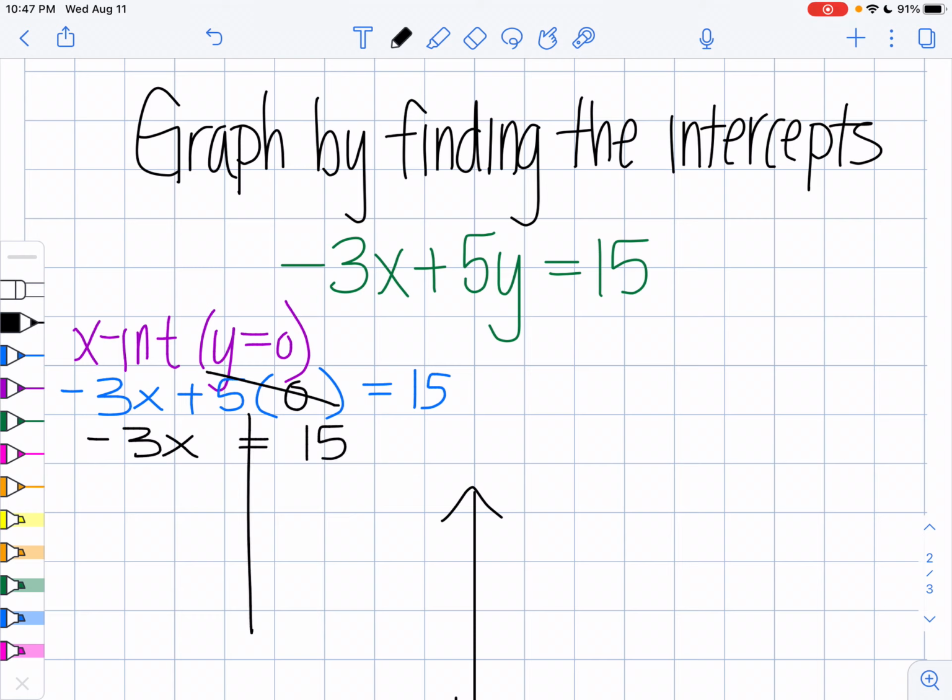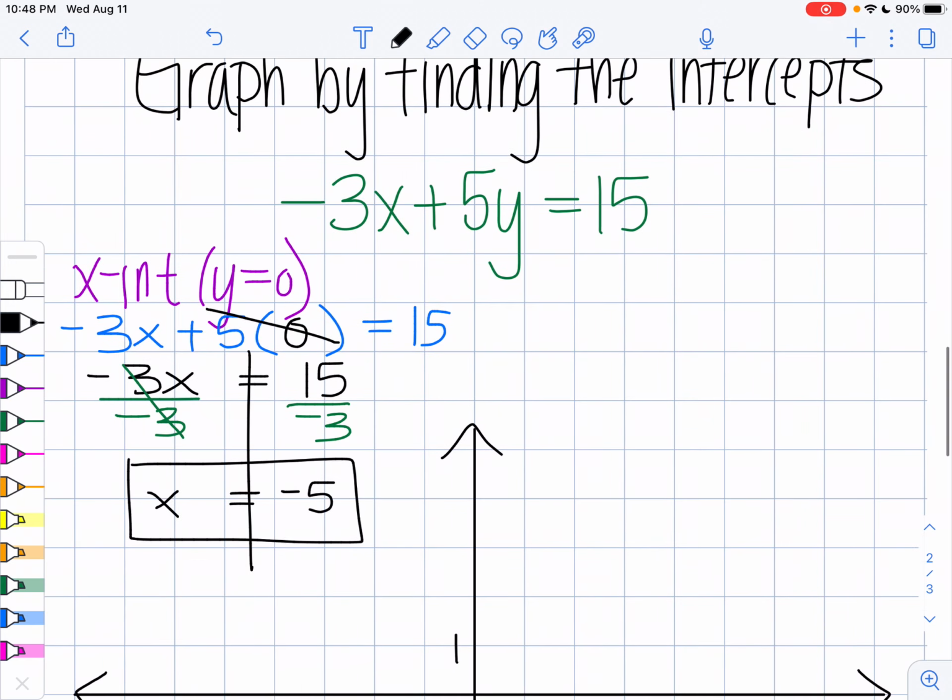Now I have to get x by itself. This says negative 3 times x. So in order to undo times, or to undo multiplication, I have to divide both sides by negative 3. And I get x is equal to negative 5. Remember, it's negative because a positive divided by a negative is a negative. Okay, so I get x is equal to negative 5. Don't forget to make that ordered pair. Negative 5, 0.